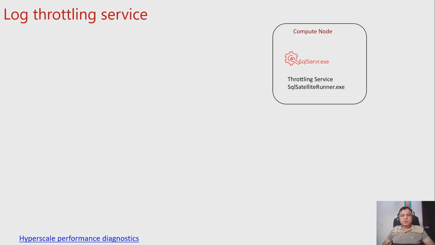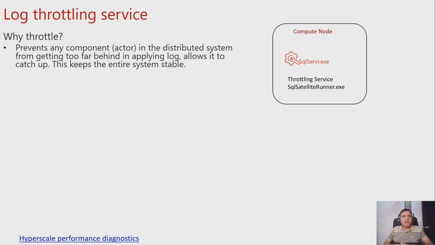First thing you should know is that there is a service called the log throttling service, which runs on a compute node. You might wonder why there's a throttling service running on the compute node, and what the purpose of it is. As you can imagine, the log service is the only layer responsible for distributing the log records to the other components in the hyperscale tier.